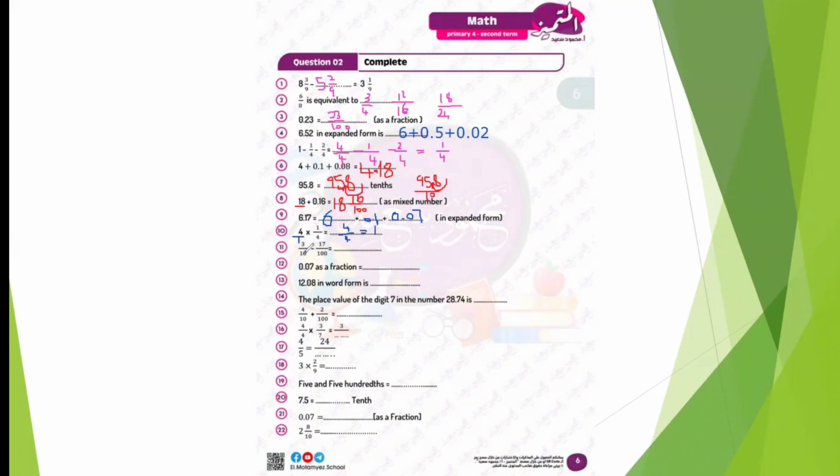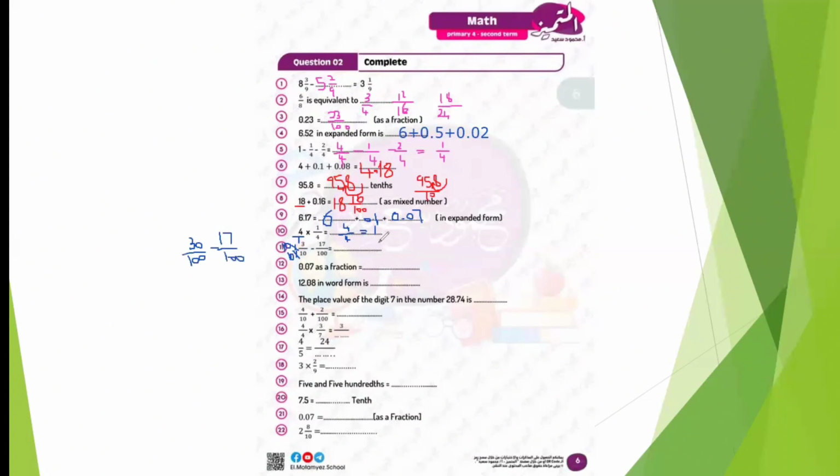Number 11, 3 out of 10 minus 17 out of 100. I can't subtract if I have unlike denominators. How can I get like denominators? I can multiply up and down by 10. I can multiply 10 by 10 to be 100. As I multiply the numerator, I have to multiply the denominator, the same as I do in the numerator I do in the denominator, to get an equivalent fraction. 3 times 10 equals 30. 10 times 10 equals 100. Now I can subtract 17 out of 100 because we have the same denominator.